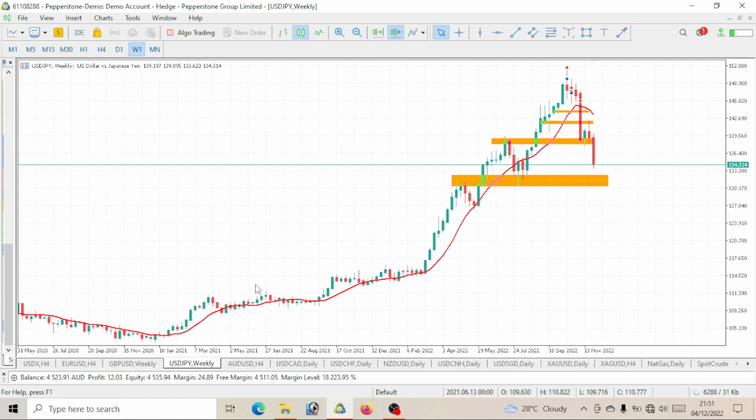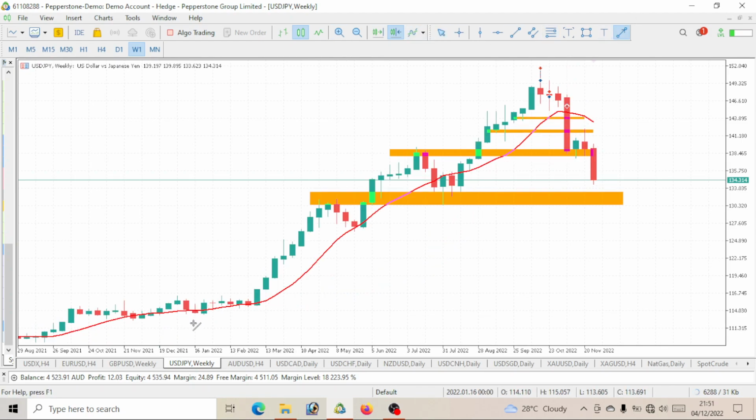So let's do a quick analysis on our USDJPY. We would want to see where this price will be moving for the next day, which is 5th of December. So let's do a quick recap on this weekly time frame. We can see that for some time previously, early 2022, we're having a bullish move on USDJPY.